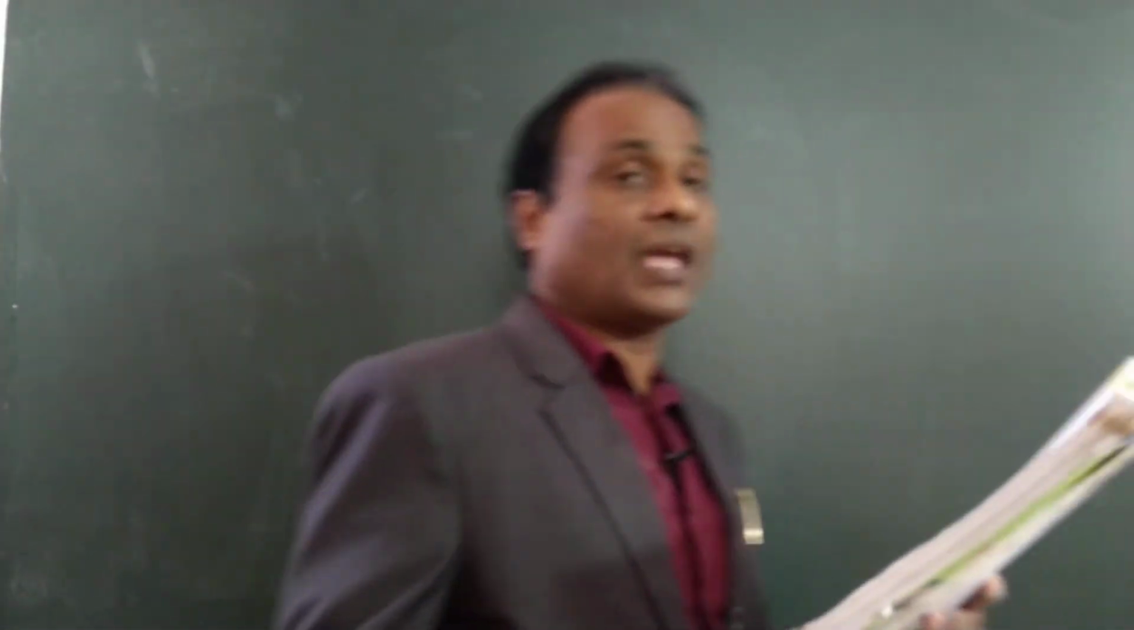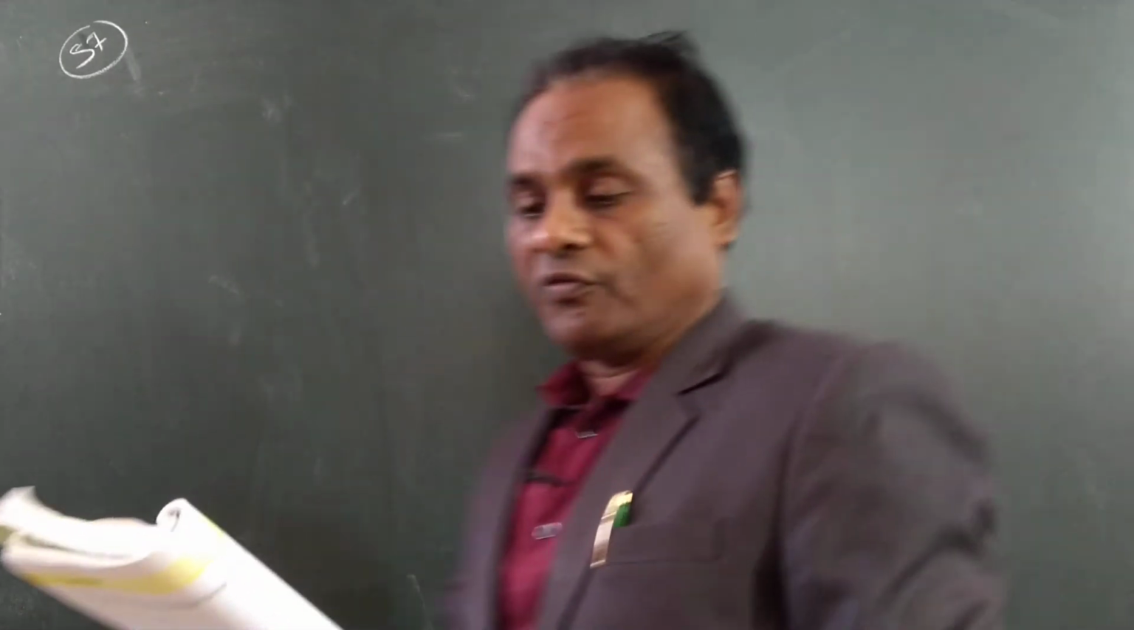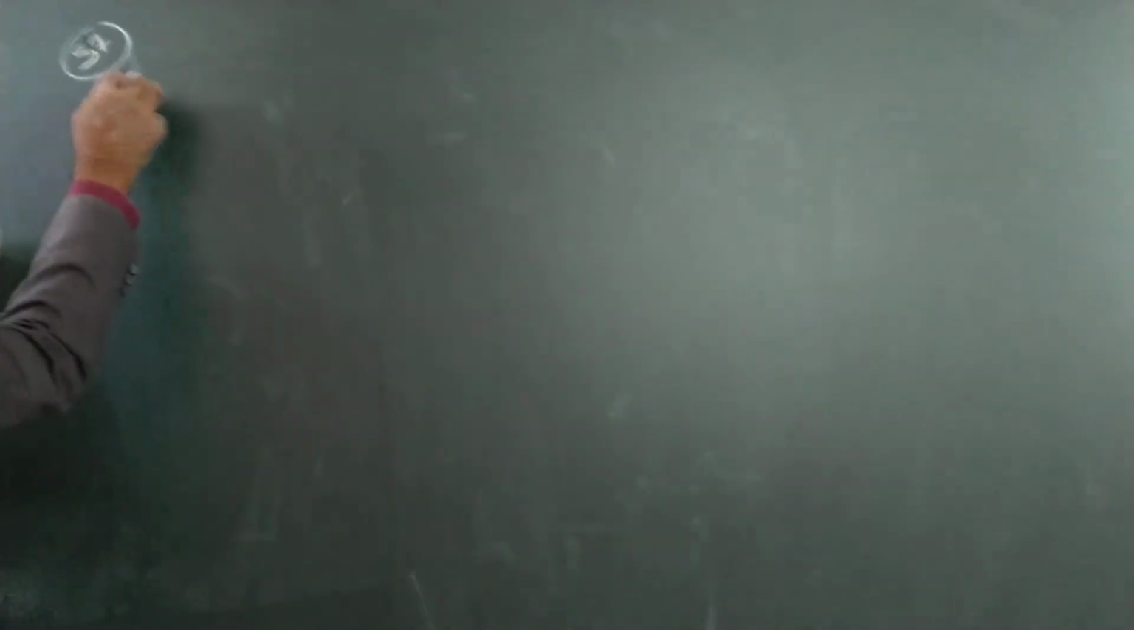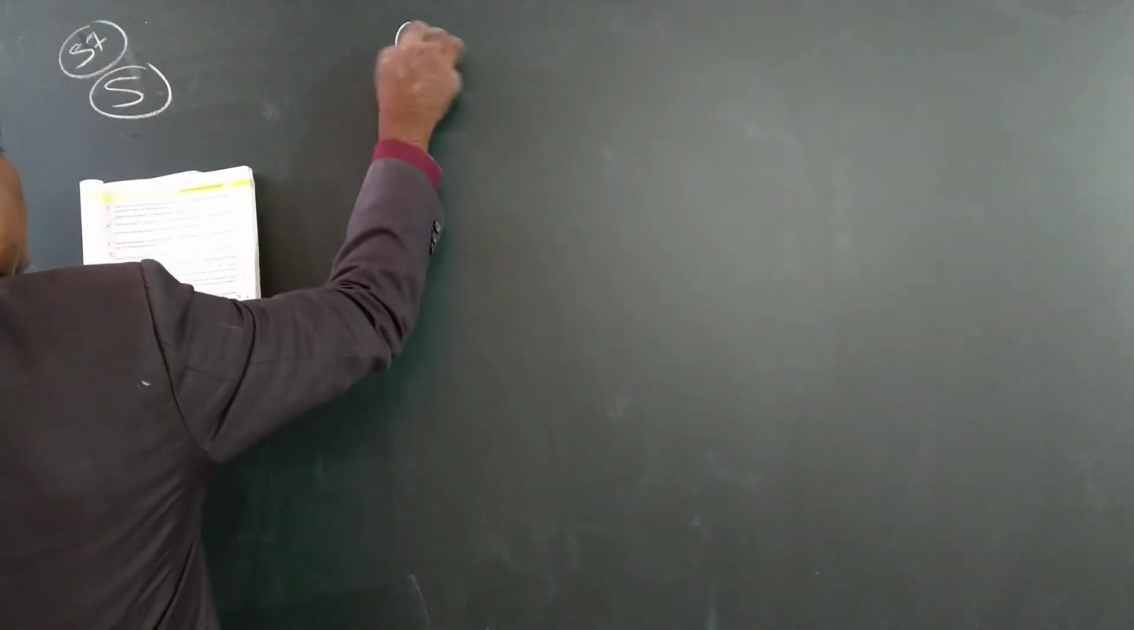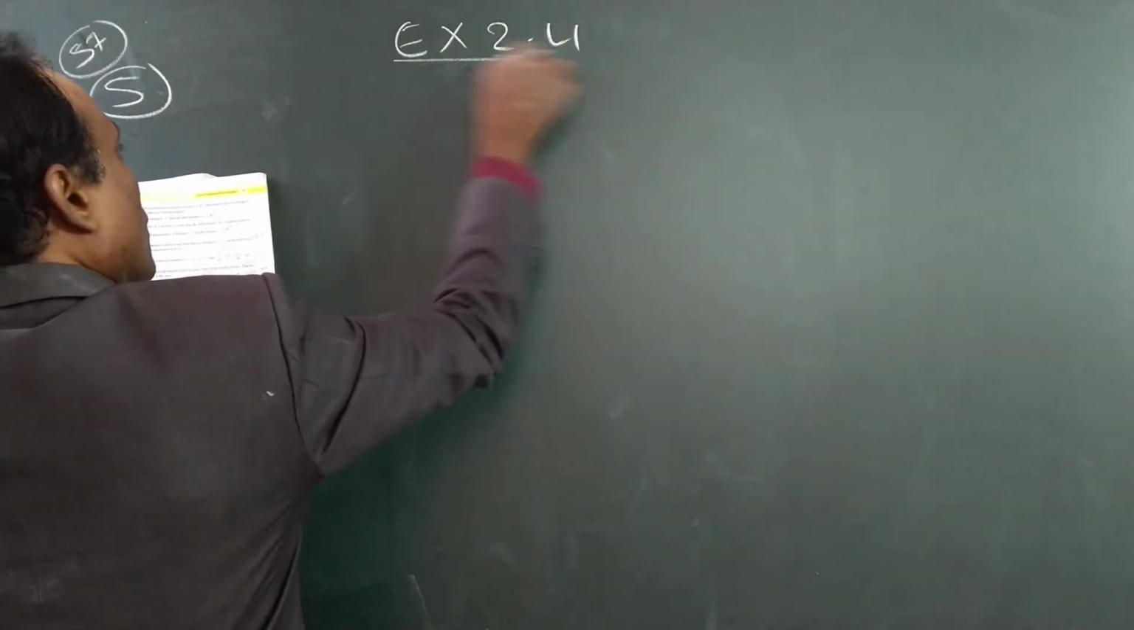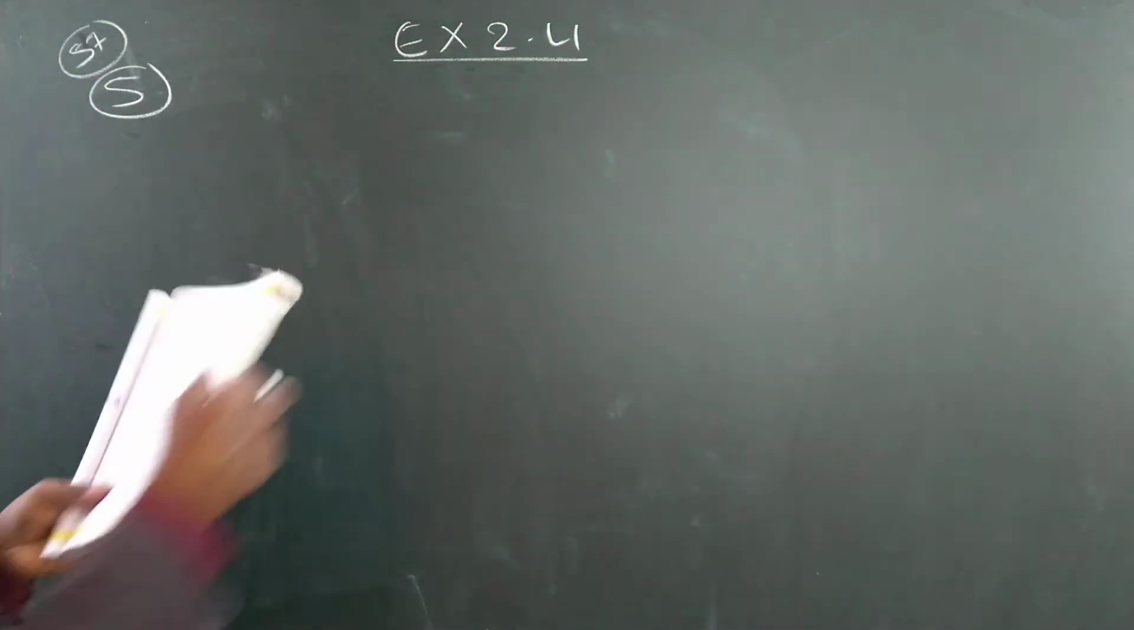This is page number 57. Students, all of you open your textbooks. Page number 57, and the fifth question. Fifth question, all of you read it. We are in exercise 2.4, last exercise 2.5.